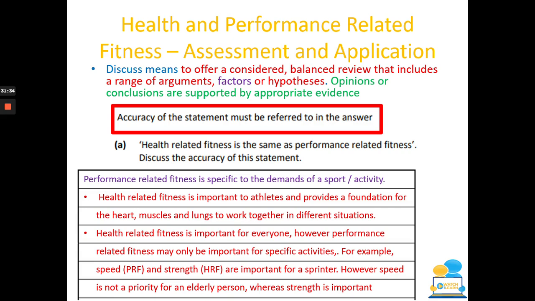So the strength to be able to support your own body weight if you have a trip or a fall, or the strength to be able to walk up the stairs or carry in your shopping, that is important. Whereas strength is also important in sprinting because of the high ground reaction forces, you need to be able to tolerate them. So that is the considered balanced review, showing why health-related fitness is important for everyone, while performance-related fitness is only important for specific populations.